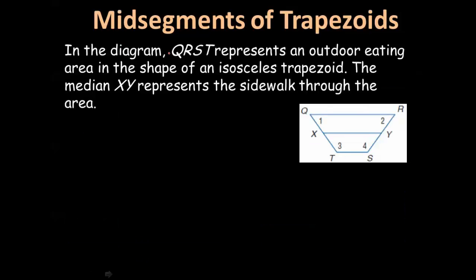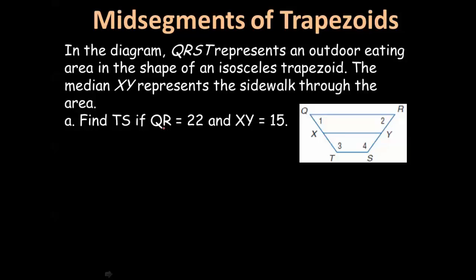So in the diagram, QRST represents an outdoor eating area in the shape of an isosceles trapezoid, and the median XY represents a sidewalk through the area. We are supposed to find TS if QR equals 22 and XY equals 15. So QR is going to be 22, XY is 15. We need to find TS, which we're going to call X.